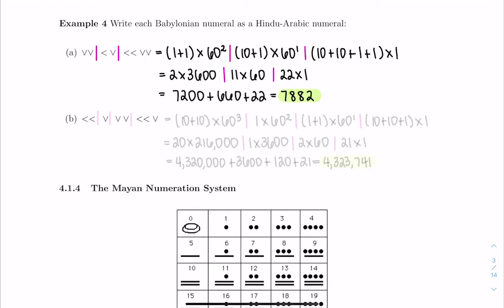Let's go ahead and try the next one. So the first thing is let's see where the spaces occur. We have a space occurring right here. We have a space occurring here, and we have a space occurring here.